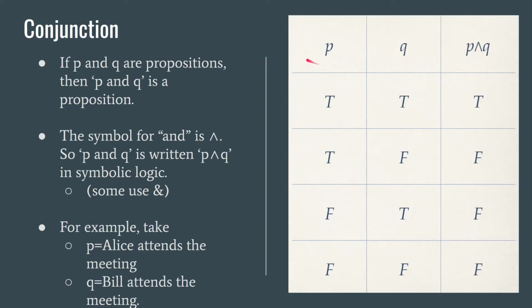Now, we're combining two propositions, P and Q. So what matters about whether P and Q is true is how things stand with P on the one hand, then Q on the other hand. If P is true, that is, if Alice attends the meeting, and if Q is true, that is, Bill attends the meeting, then P and Q will come out true. And that's the only case in which it comes out true. Notice, if Bill does not attend the meeting, if Q is false, well then P and Q must be false as well. Similarly, when P is false, we get false for P and Q.